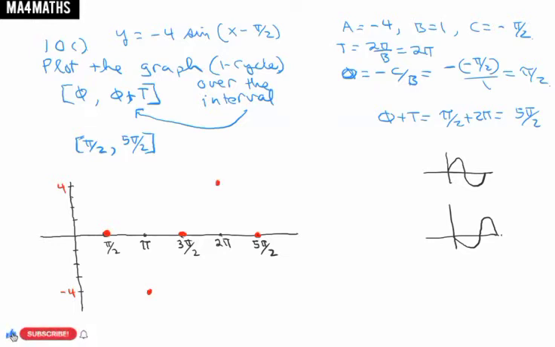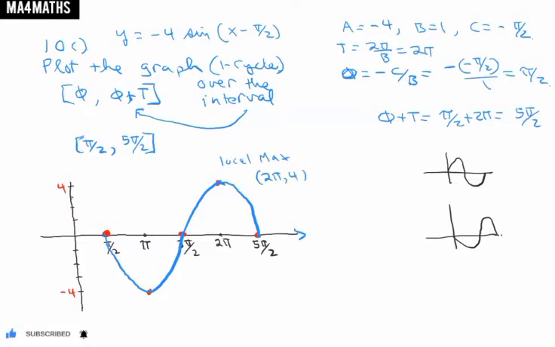So if I'm going to draw the graph, you want to do a decent job on the graph. And this is what it is. So for all intents and purposes, this is what we're asking you for. This is the local max. This is at 2 pi, 4. You have to label that. This is the local min. This is pi, -4.